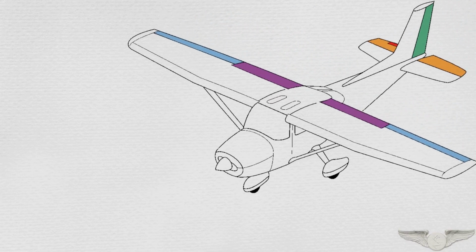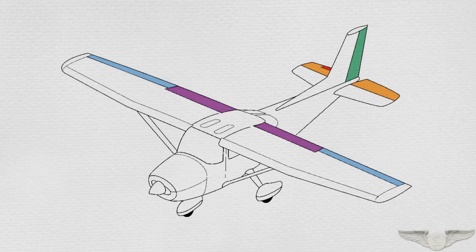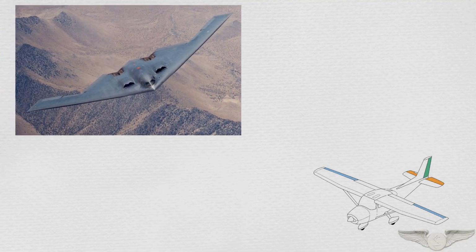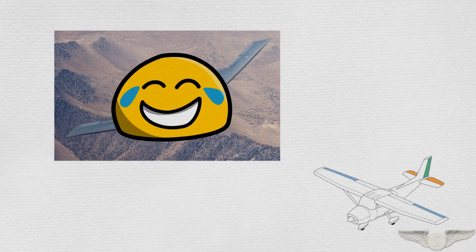There are two sets of flight controls on an airplane. They're known as primary and secondary flight controls. Nearly every airplane only contains 3 primary flight controls. That is, unless you fly a B-2 bomber, which makes me question why you're even here in the first place.